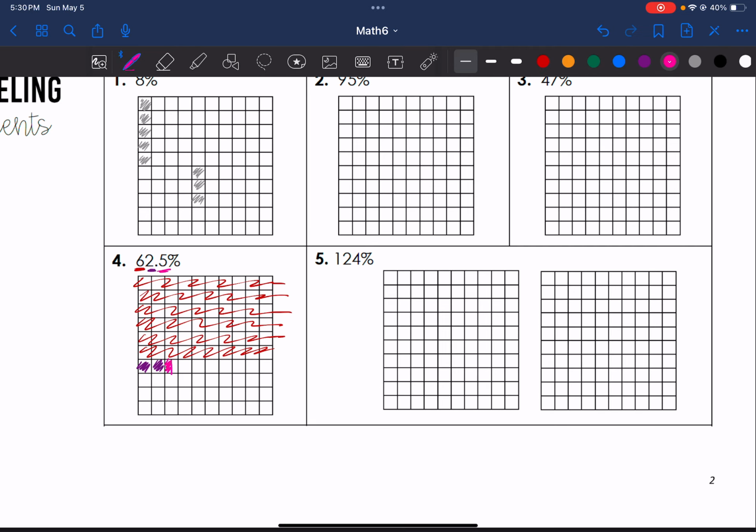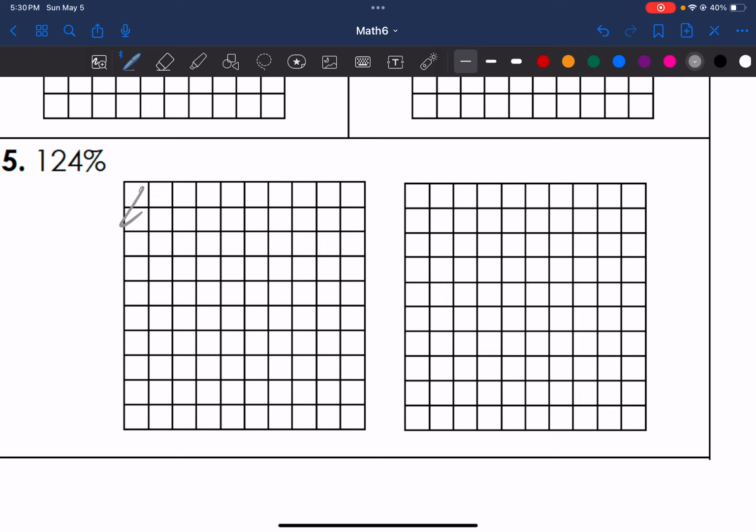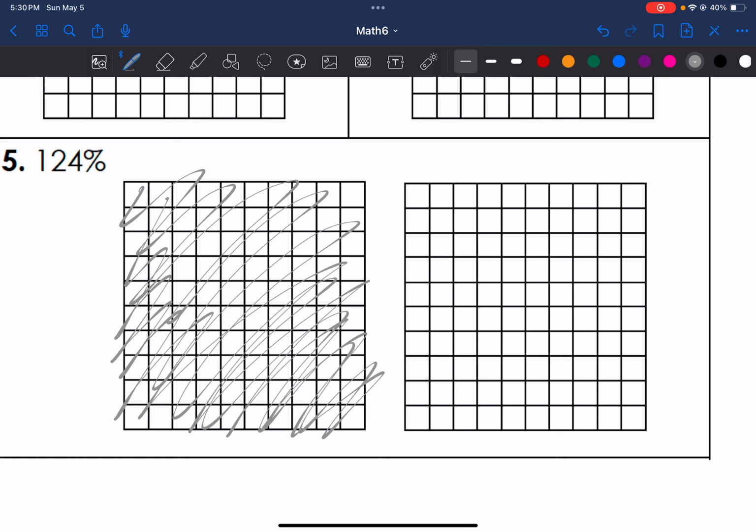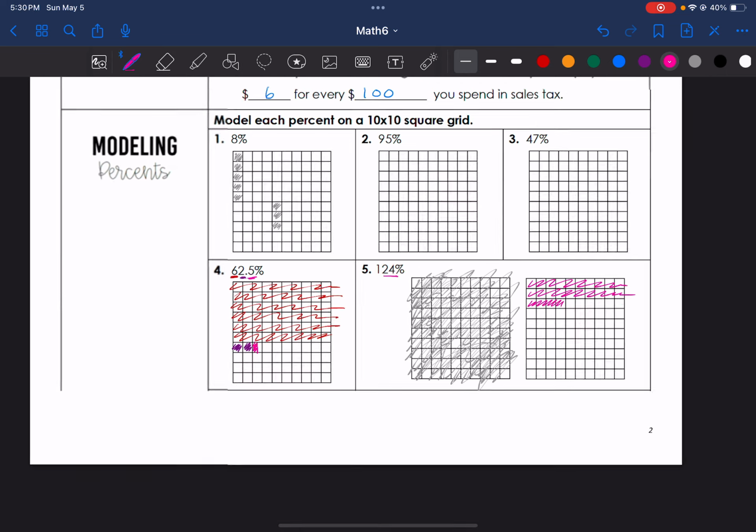Sometimes if we go over 100, we have to take a look at this. You would be shading in this entire box, because that's 100 of them. But we're going over 100, which means we need another set of 100 and get 24 of them. So you'd be shading 10, another 10, which makes it 20, and then 1, 2, 3, 4. So this represents 124%.